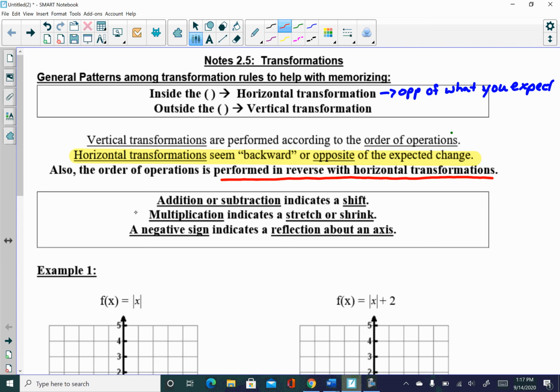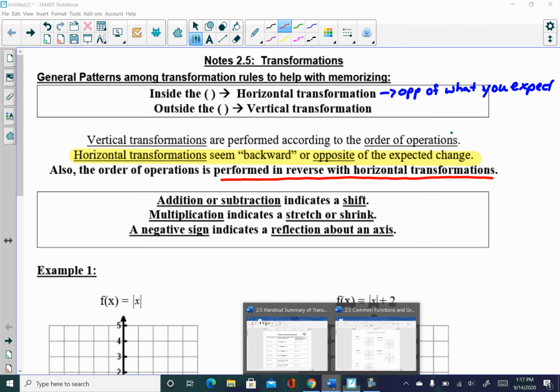It should be noted down here in the box below: addition or subtraction indicates a shift, a left-right movement. Multiplication indicates a stretch or a shrink. And then a negative sign indicates a reflection about an axis.